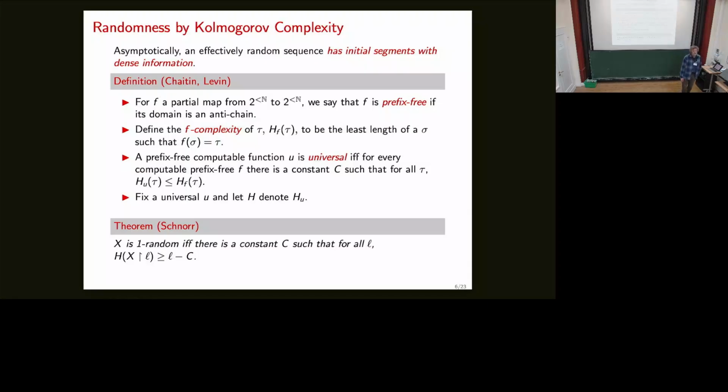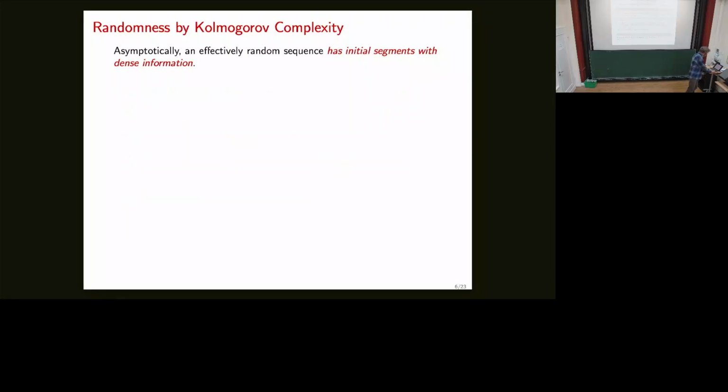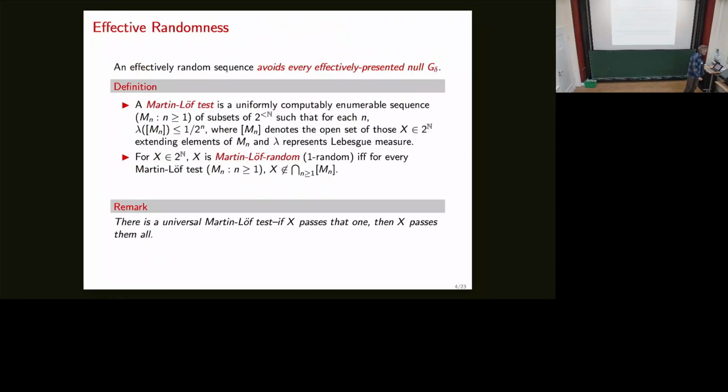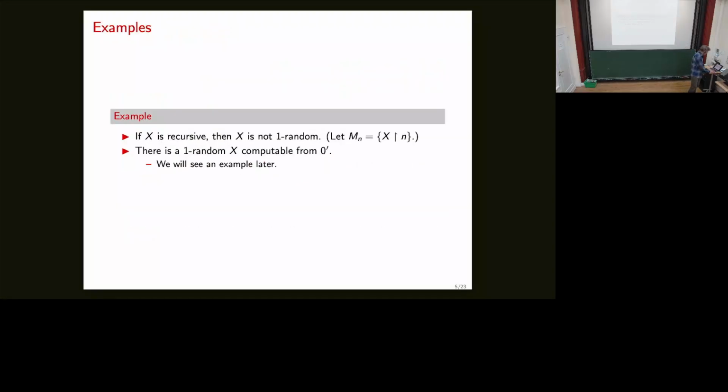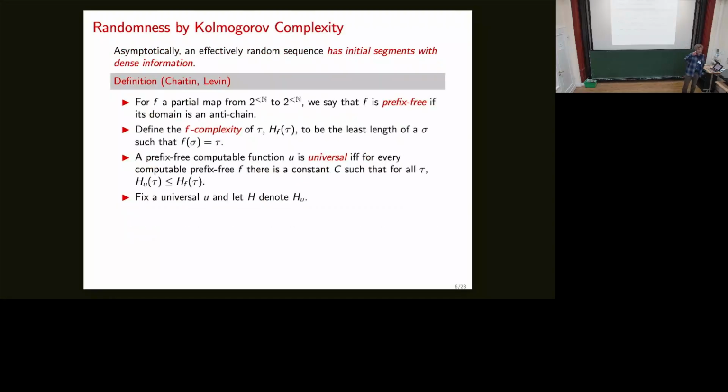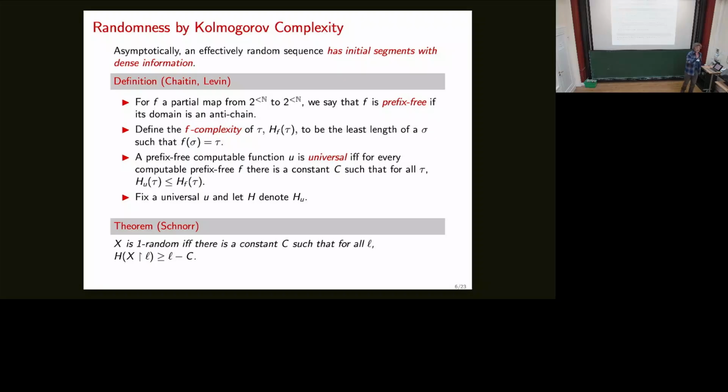One randomness was this: you avoid every effectively represented G delta null set. And this other randomness is that the initial segments are computationally incompressible. And those capture exactly the same sequences. They identify the same sequences as being random. Okay, so that's nice.